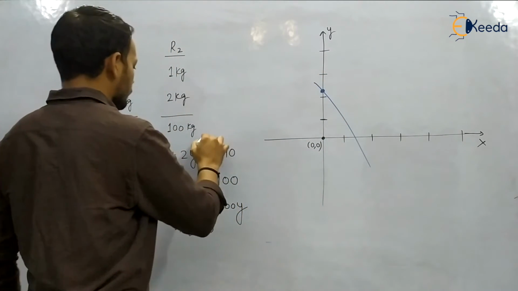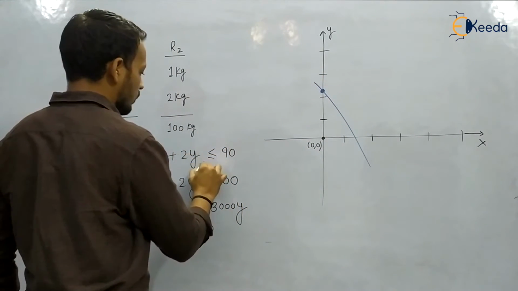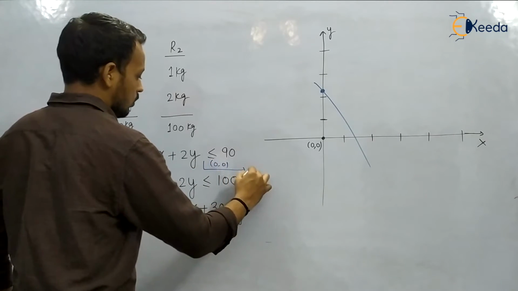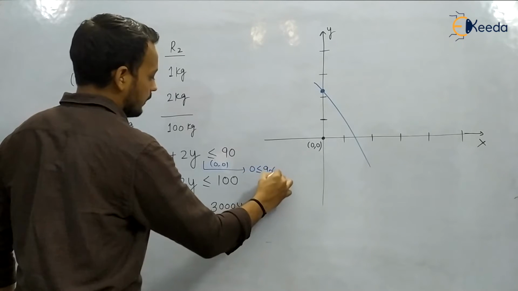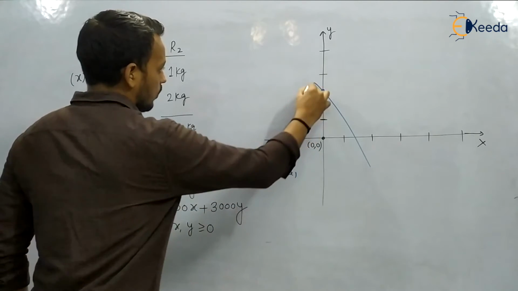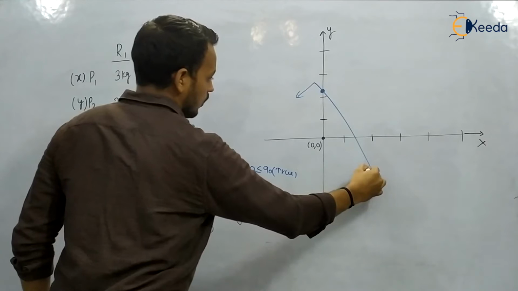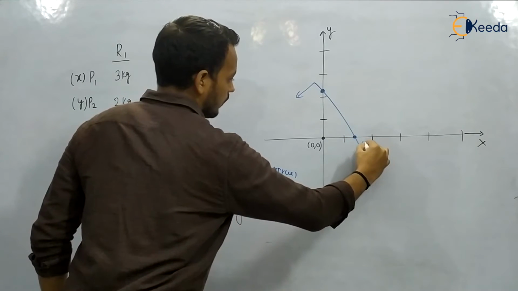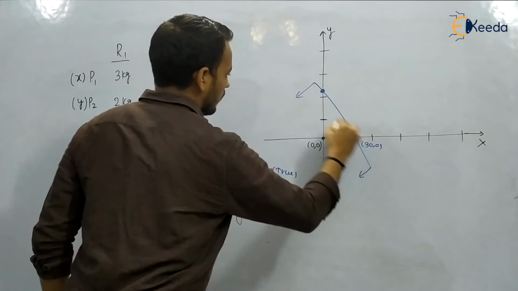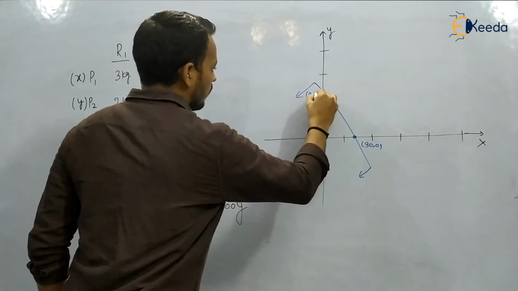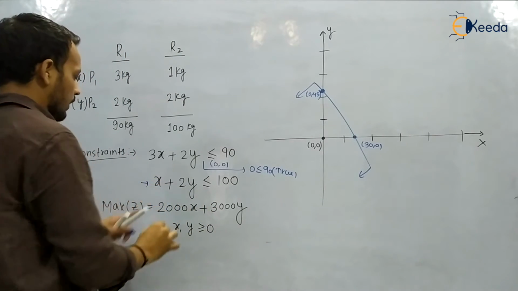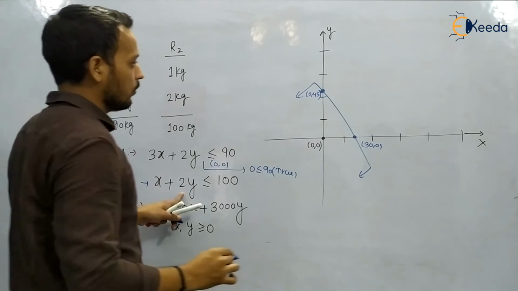Now you will put here 0 comma 0. Okay, we know the rule. So 0 is less than or equal to 90. So this condition is true. True means the graph will be shaded towards the origin. So this is our 30 comma 0, and this is going to be 0 comma 45. Okay, the second constraint you can see, when x is 0, then y we have got 50.